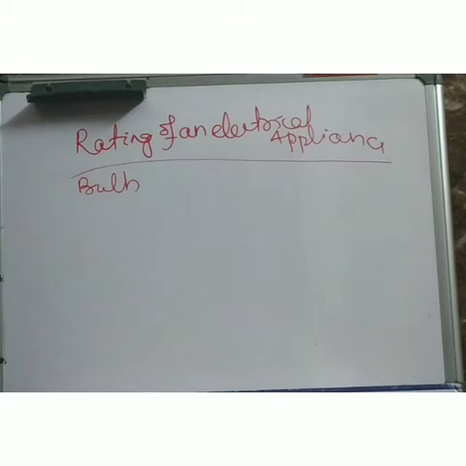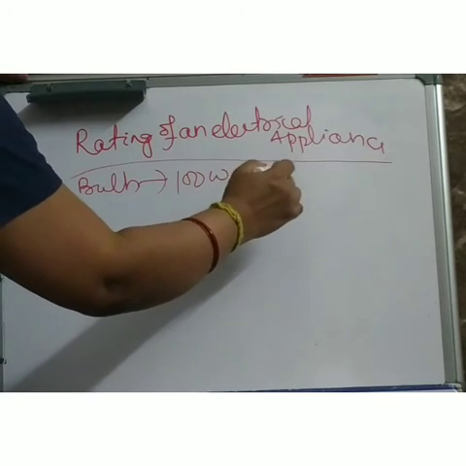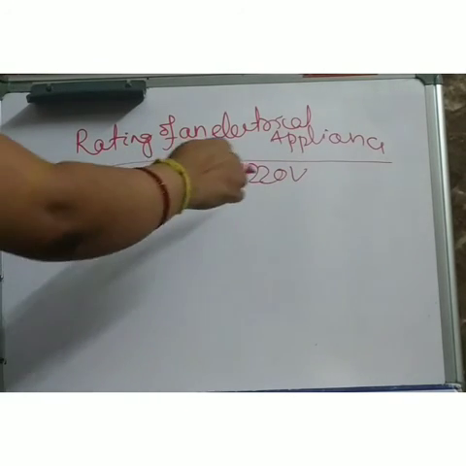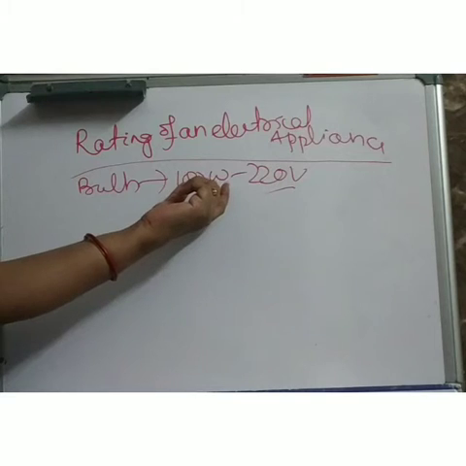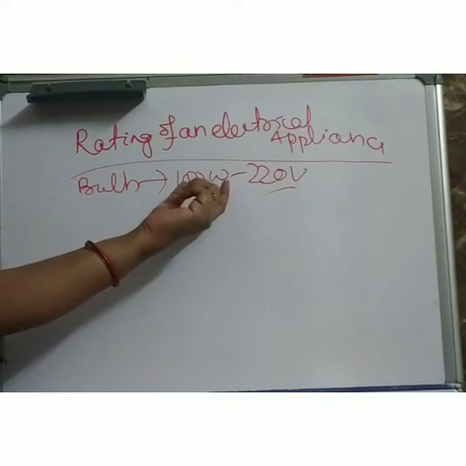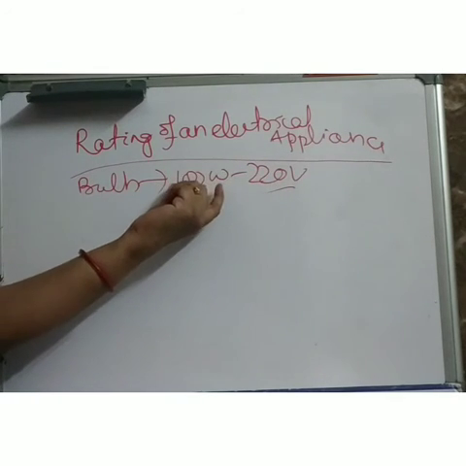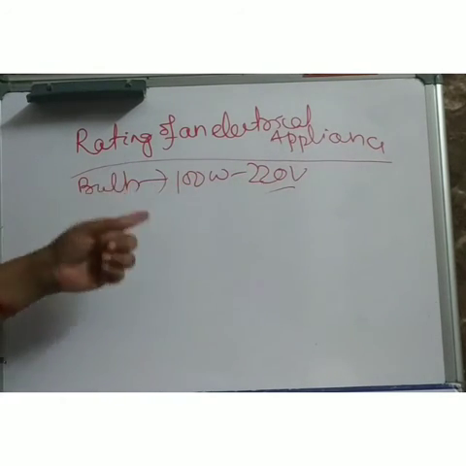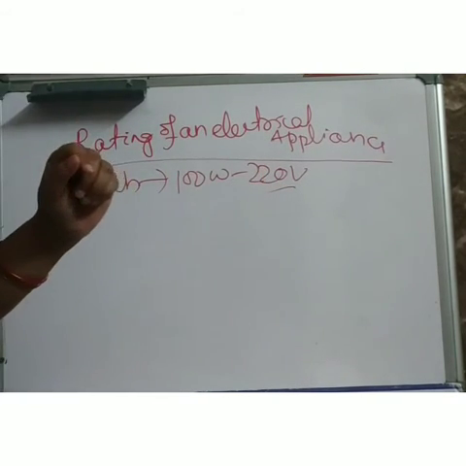So suppose bulb. You have seen the rating will be 100 watt, 220 volt. Why 220 in India? Actually this is the supply voltage we get for houses. So 100 watt, 220 volt is the rating. What does it mean? That means the bulb consumes 100 watt power when connected to 220 volt.